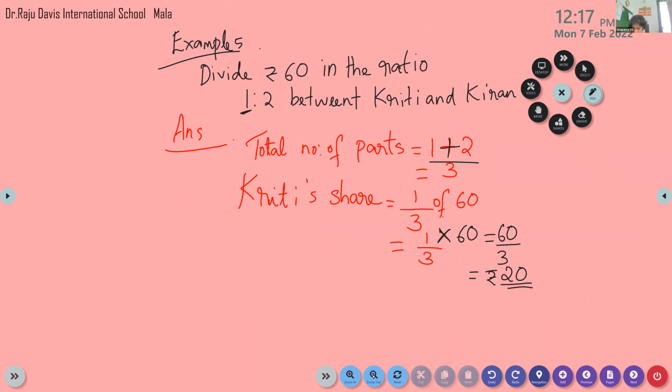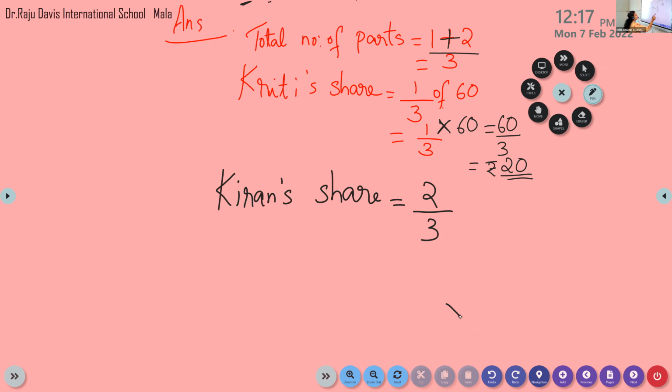Okay. Next, what do we have to do? Kiran. Can you tell me which is the fraction for Kiran? Kiran's share. Ma'am, 2 by 3. Yes, very good. See, look here. It is already given in the question. 2 parts out of 3, of the total number 60. Can you solve it, please? Ma'am, 40. 40.